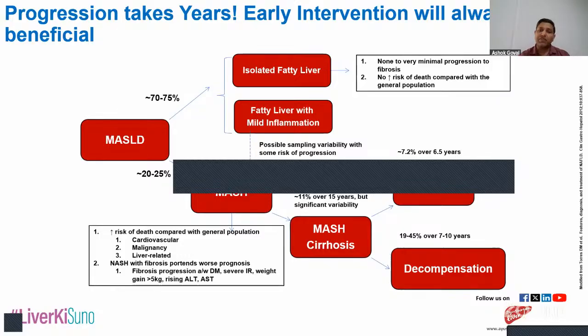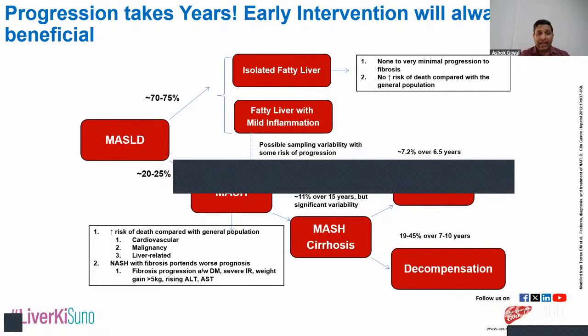And decompensation, when I say decompensation, that means they have developed ascites, that is accumulation of fluid in their abdominal cavity because of portal hypertension, or bleeding through varices, or encephalopathy because of ammonia accumulation when the liver is not able to detoxify it. So over a period of 7 to 10 years, 40 to 45% of patients, which is a very big number, can go into decompensation also.